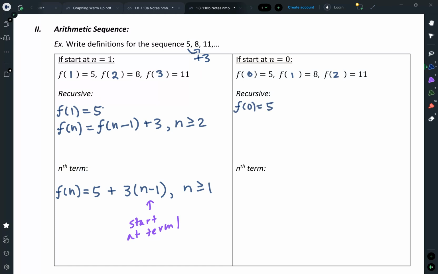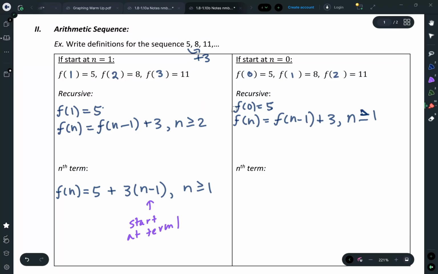I'm still just adding 3 to my previous term, so the first part of this recursive rule will be the same. f of n equals f of n minus 1 plus 3, but it's no longer for n greater than or equal to 2. I have something for when n is 0, but after that I need this other part to the rule, so n is greater than or equal to 1. So it's changing just a couple things, right? It changed the beginning, and it changed this part right here.